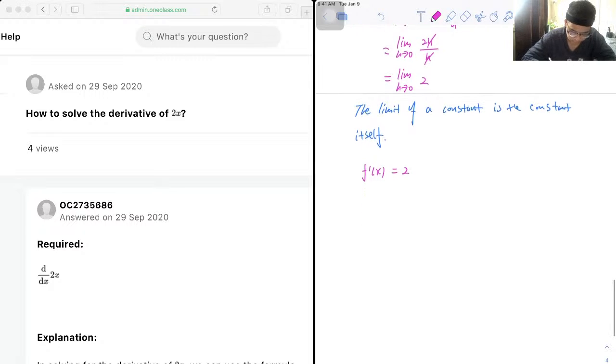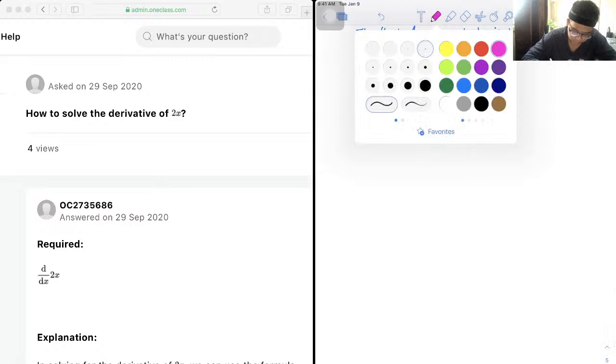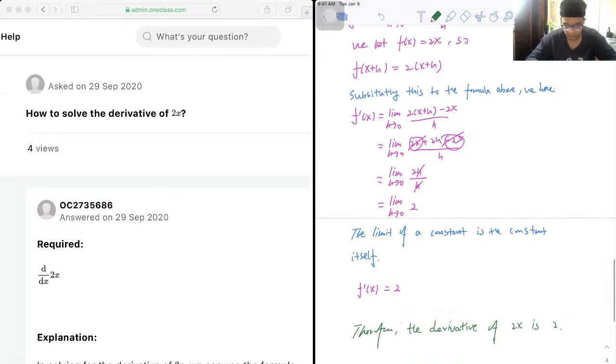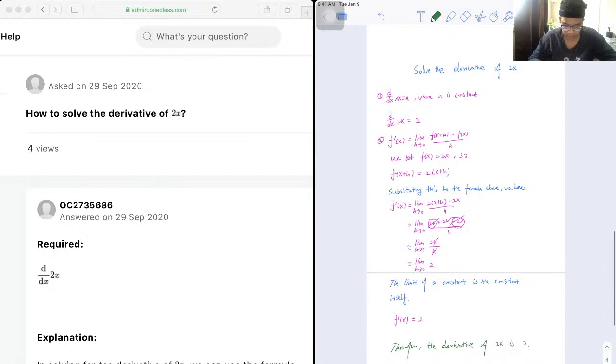Yep. So now we can write our conclusion. Therefore, the derivative of 2x is 2. Right. Yep. So that's all we have for this question. And let's leave a comment there.